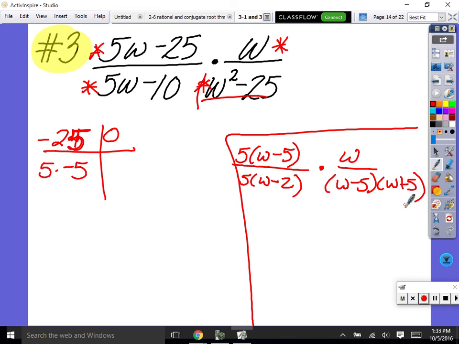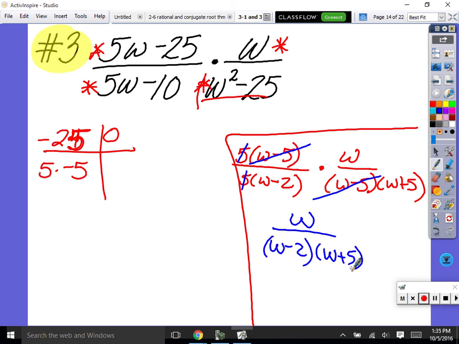Okay, so this is why I do this, because now it's easy for me to divide out exact factors first. We have a 5 on top. Do we have anything that divides with 5 on bottom? Yep, 5, right? We have a W minus 5 on top and a W minus 5. We have a W on top, nothing on bottom. So what was left on top? 1 times W, which is W, correct? And on bottom, we have W minus 2 times W plus 5.